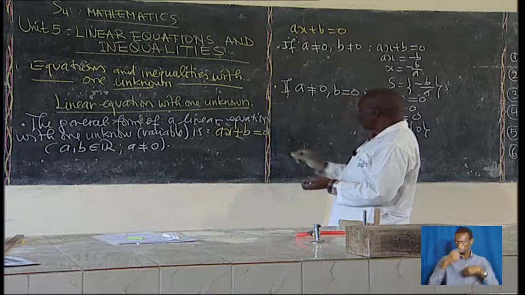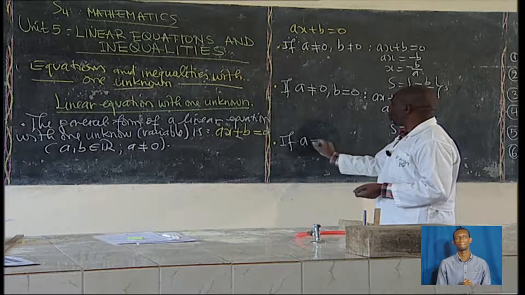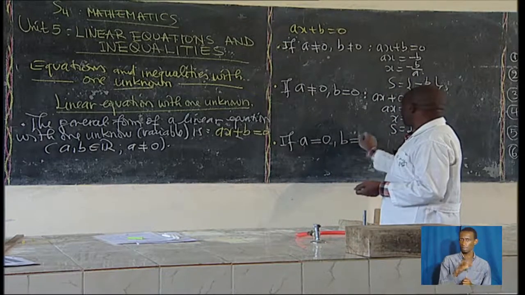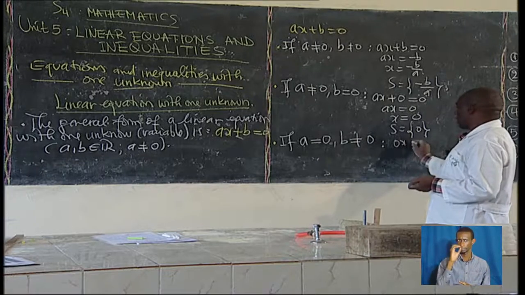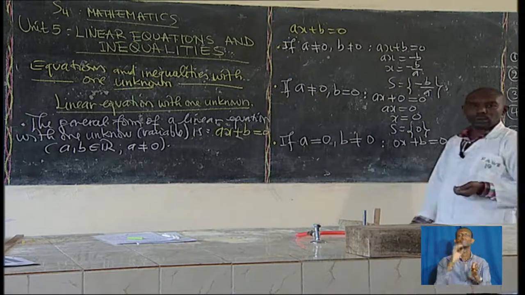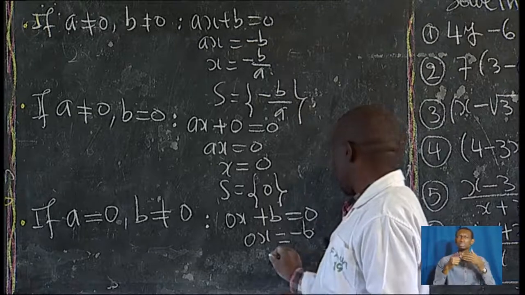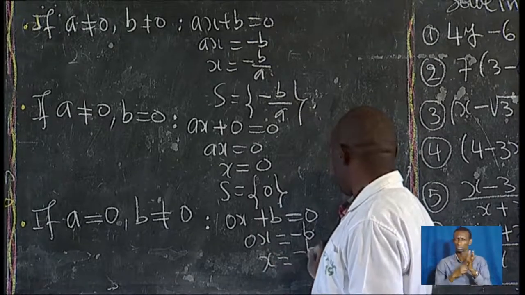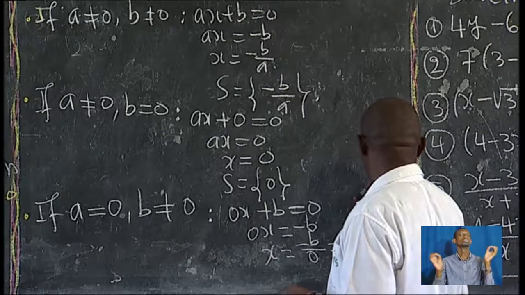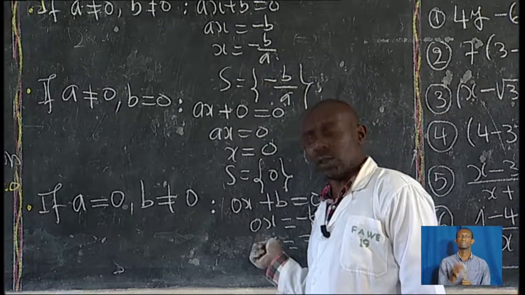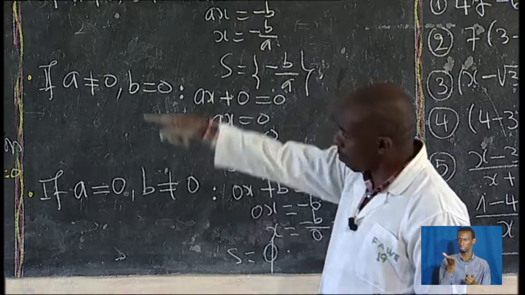We continue our discussion. If a is equal to zero and b is different from zero, I'll be having 0x plus b equals zero, isn't it? Then 0x equals minus b, and then x is equal to minus b divided by zero, and this is infinity. And this is not a real number, of course. So for this kind of equation, it is impossible. The set of solution is empty set, as we did before.